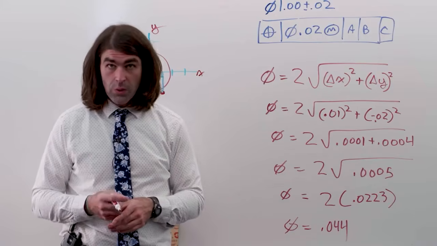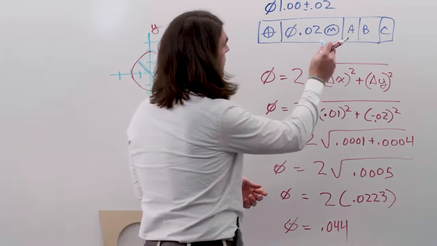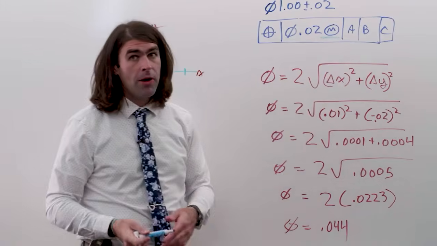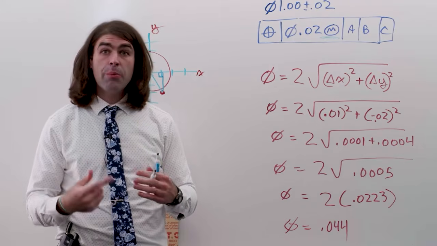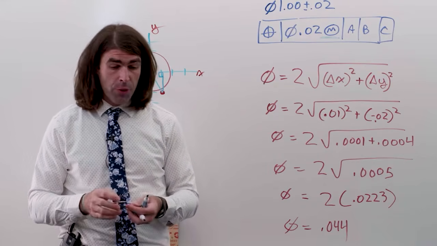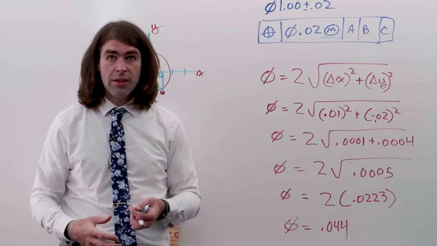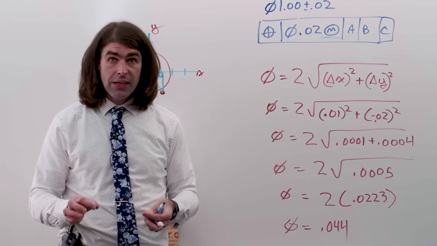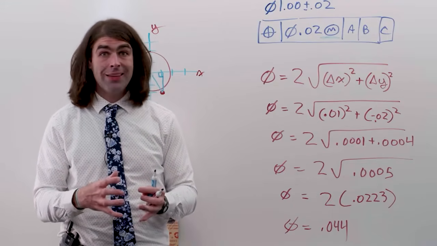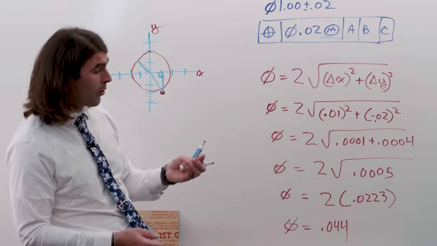Now, we might have a way out. Whenever we have the MMC symbol, right? Remember I mentioned before, if the hole gets larger, you get more positional tolerance. So with RFS, you don't really care how big the hole actually is as long as it's within the limits of size. But with MMC, you want to actually find out how big that gauge pin was because you need to know the size of the hole, and I'll show you why in a second.